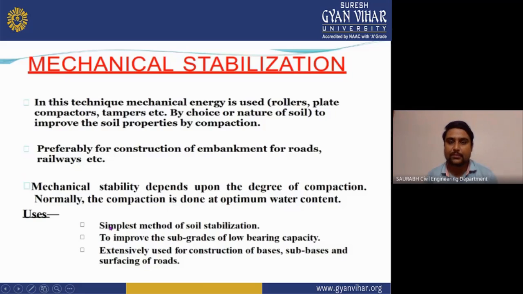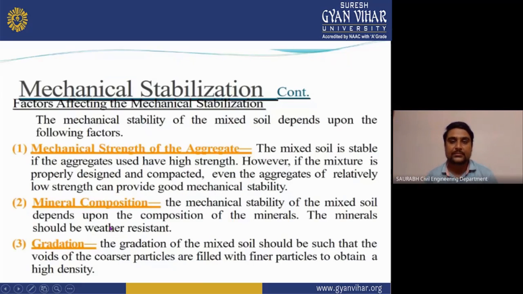What are the uses of mechanical stabilization? It is the simplest method of soil stabilization to improve a subgrade of low bearing capacity, extensively used for the construction of base and subbase and surfacing of roads. Here we will see what factors affect the mechanical stabilization. The mechanical stability of mixed soil depends on the following factors.